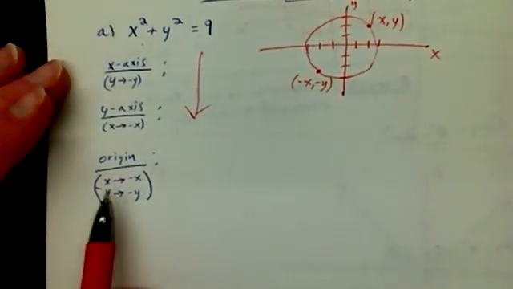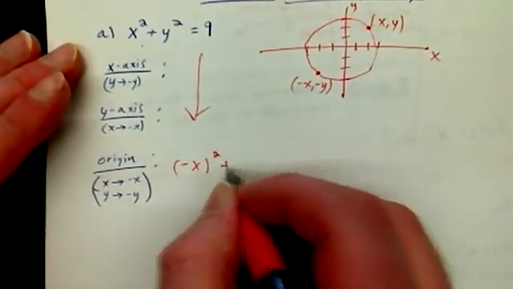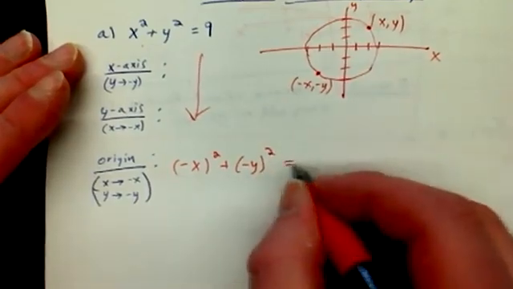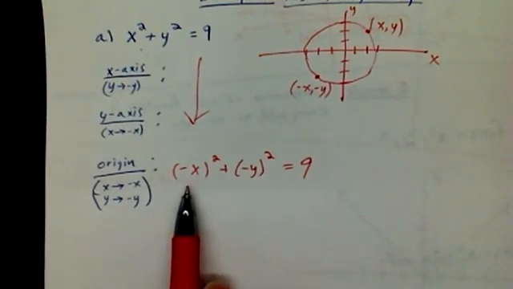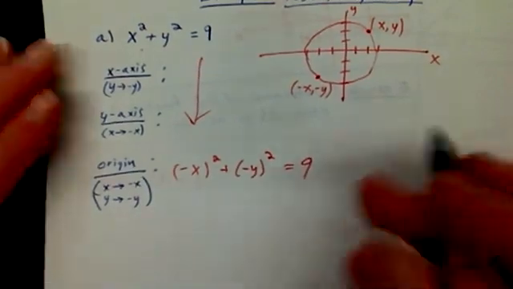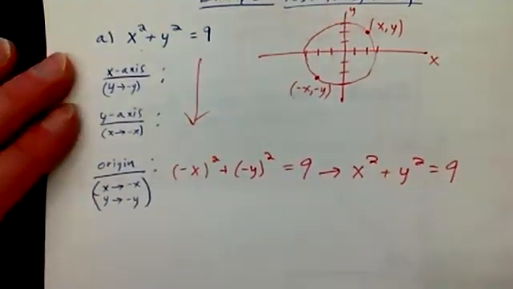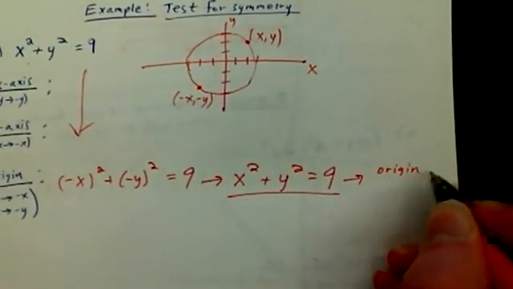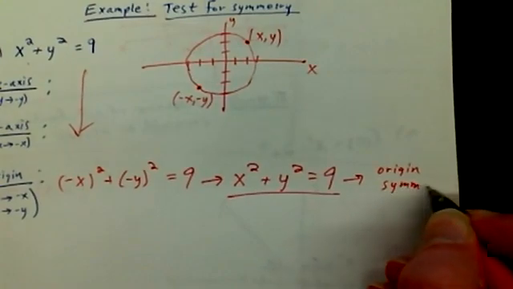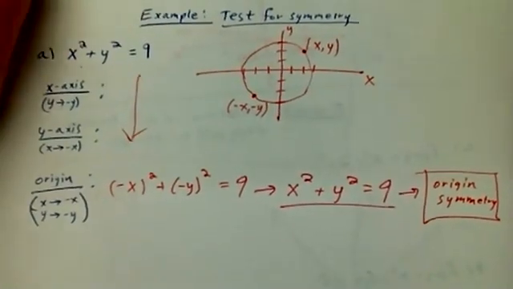So for the origin, I know I have to switch the x's and the y's. So I have negative x squared plus negative y squared is equal to 9. And in both cases, I know that a negative value squared is the same as the original, non-negative value squared. So both of these are the same as x squared plus y squared equals 9. It's the same. That tells me I have origin symmetry. Okay, so those are the different types of symmetry you'll see with some of these.